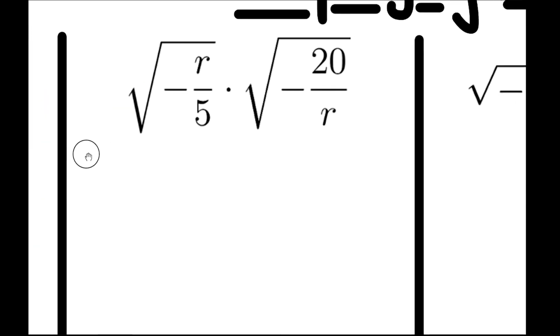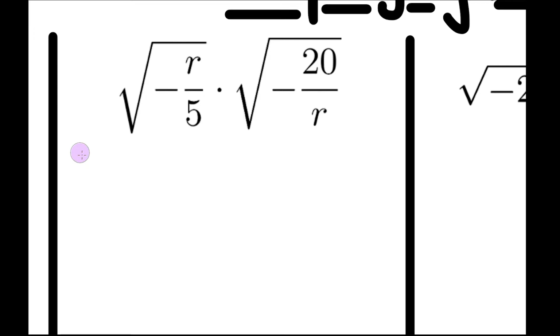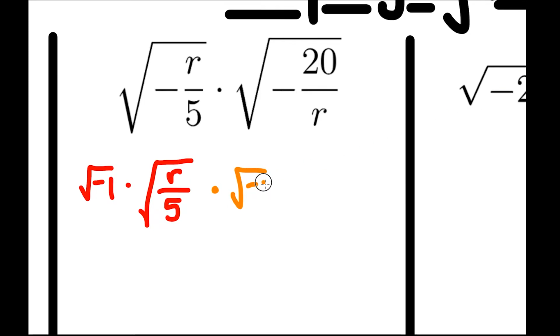All right, let's go to the next one. This time we have some rational expressions here, some fractions underneath the square root. So this makes it a little bit more complicated, but it's nothing we can't handle. Same rules apply here. The first thing I'm going to do is pull out that square root of -1. So I'm going to do the square root of -1 times the square root of r over 5. I'll put the square root there. And then we're going to multiply this by, I'm going to take out the square root of -1 over here. So it's going to be times 20 over r, but the square root of this, so we end up with something like that.